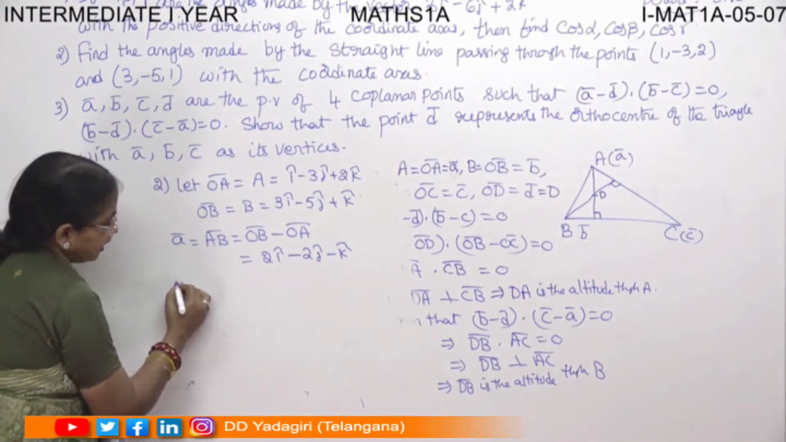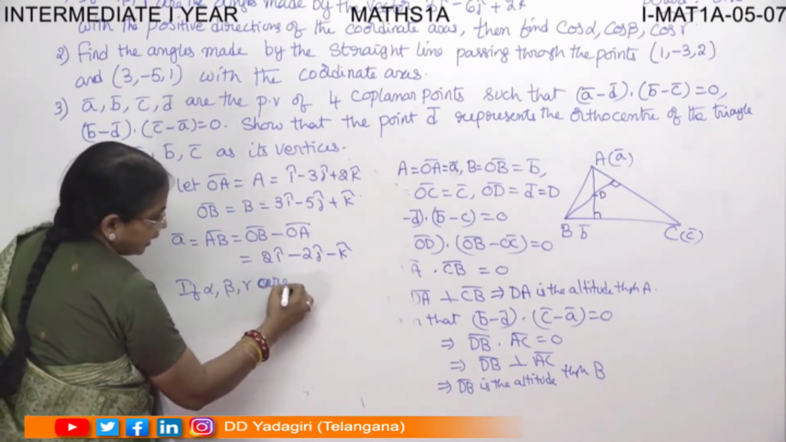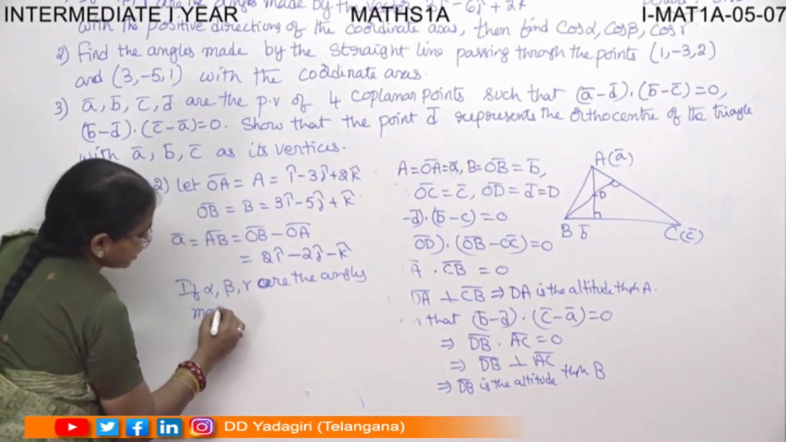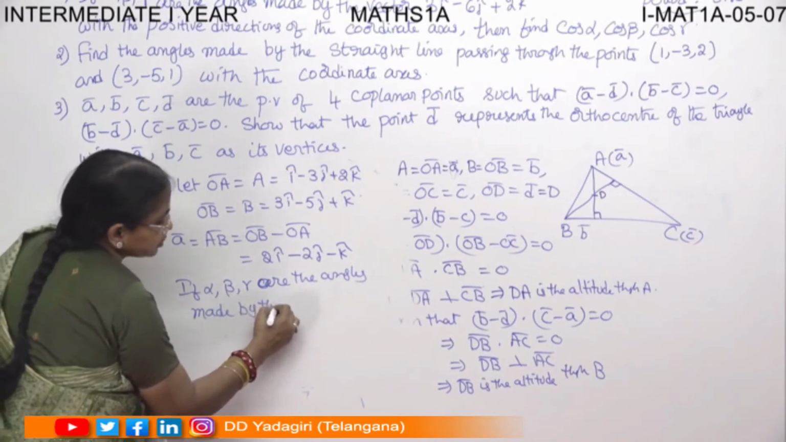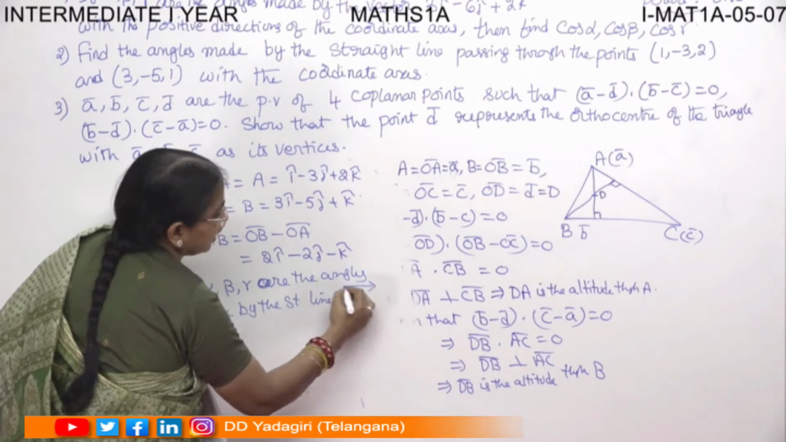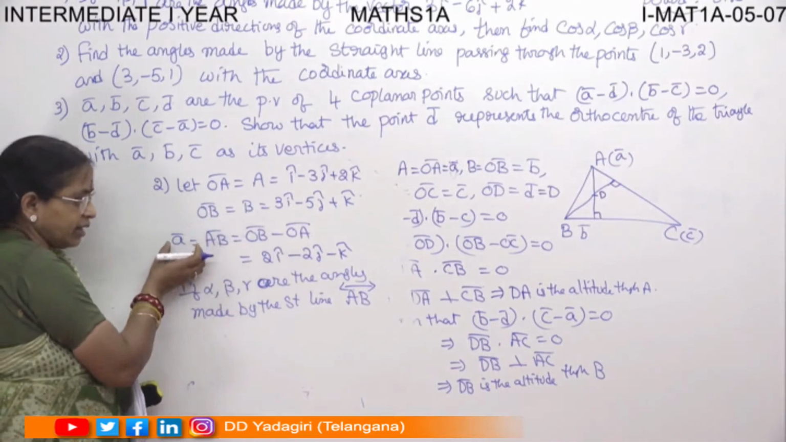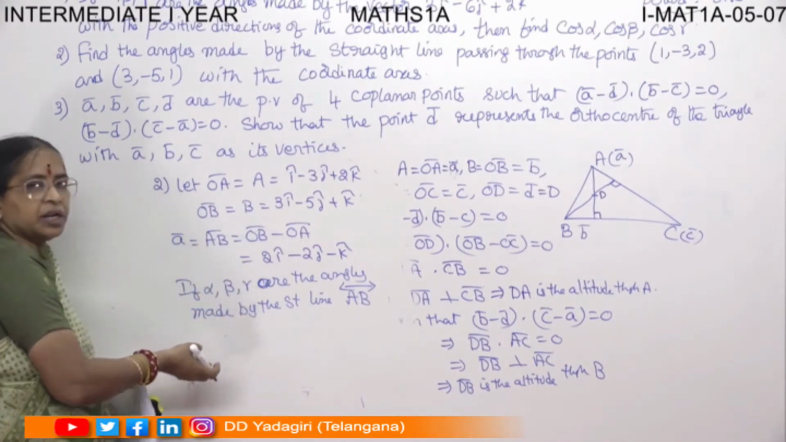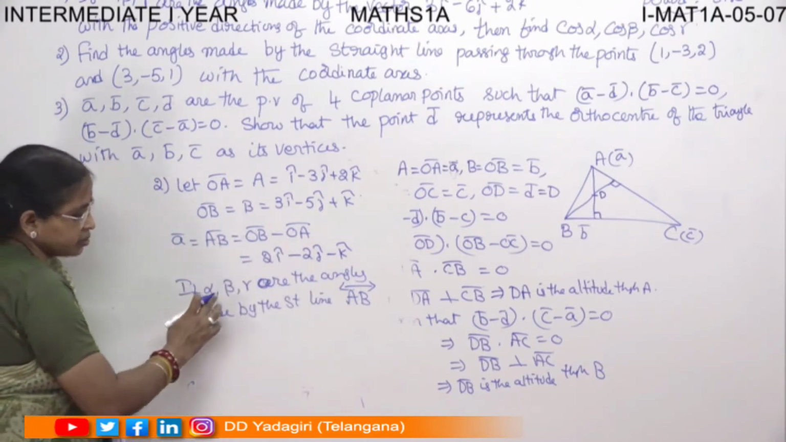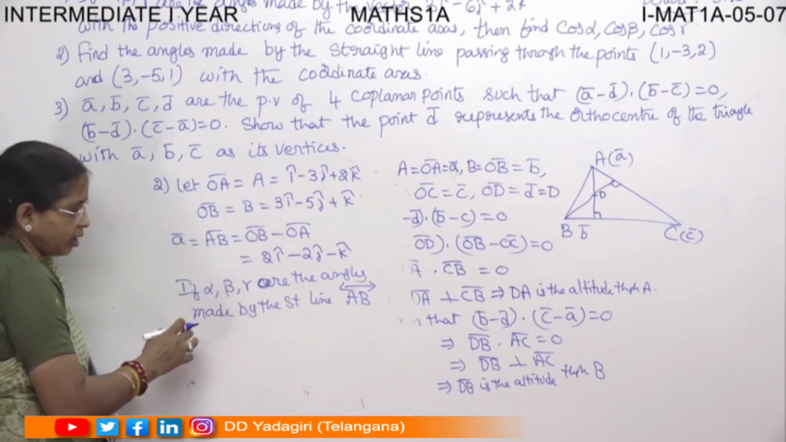Now if alpha, beta, gamma are the angles made by the straight line AB, we'll draw double arrow like this. So straight line AB is having these 2 points. So this vector, angle made by this vector with coordinate axis will be same as the angle made by the line with the coordinate axis. So angle made by the line is same as the angle made by the vector with the coordinate axis.